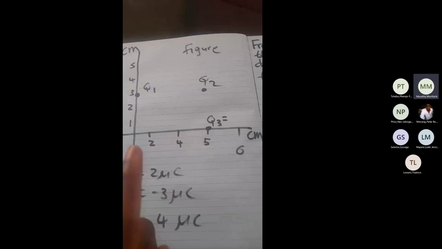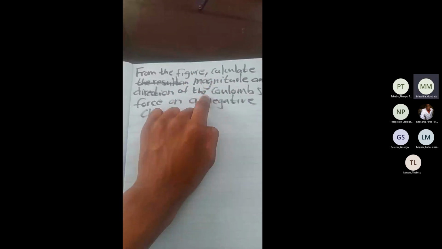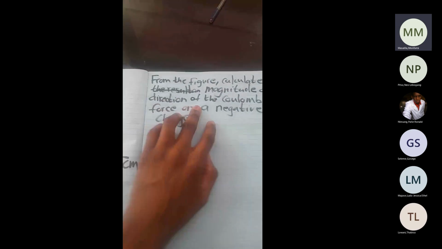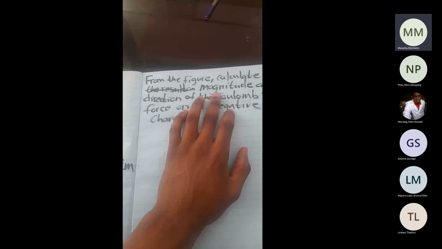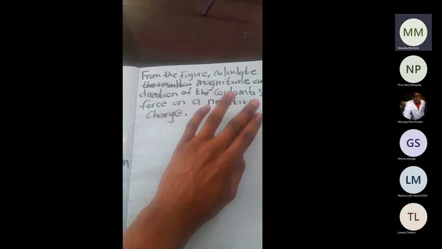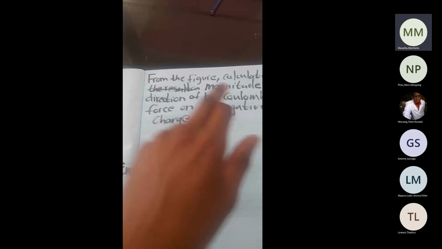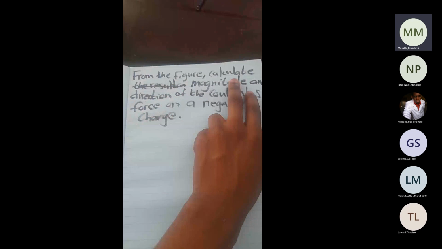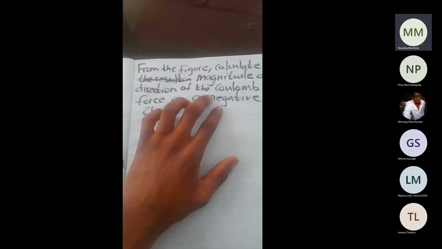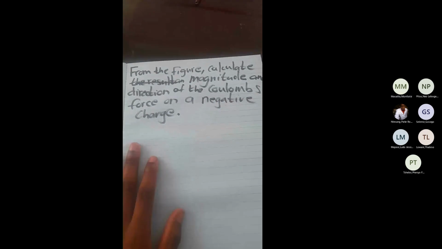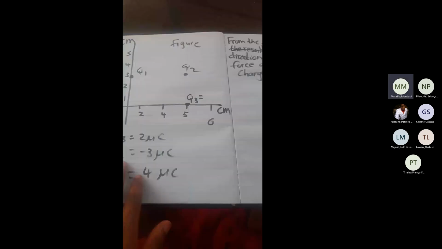So the question says, from the figure, calculate the magnitude and direction of the Coulomb's force on a negative charge. The negative charge is at Q2.